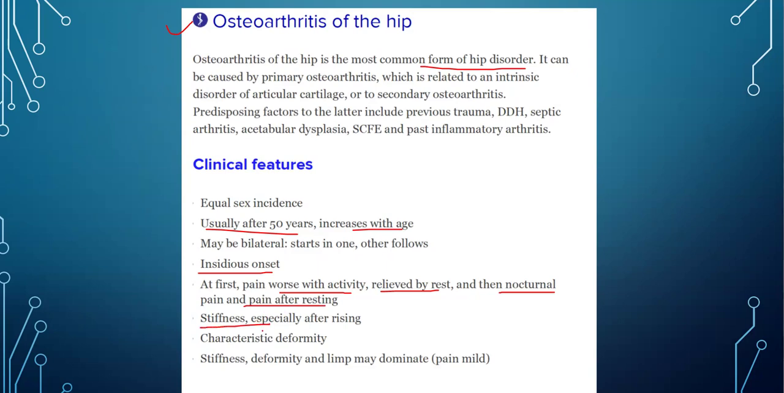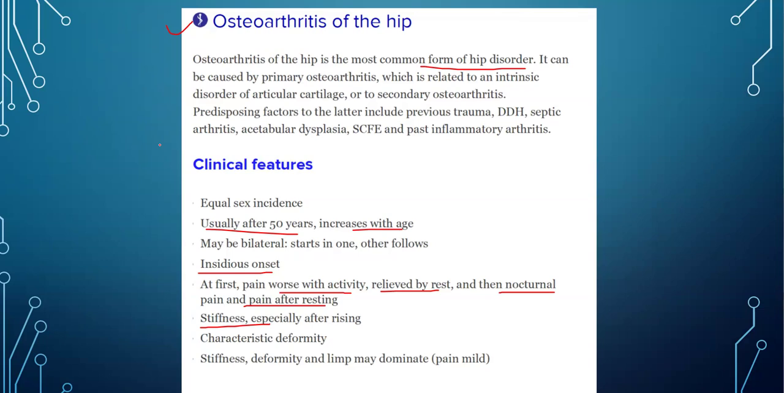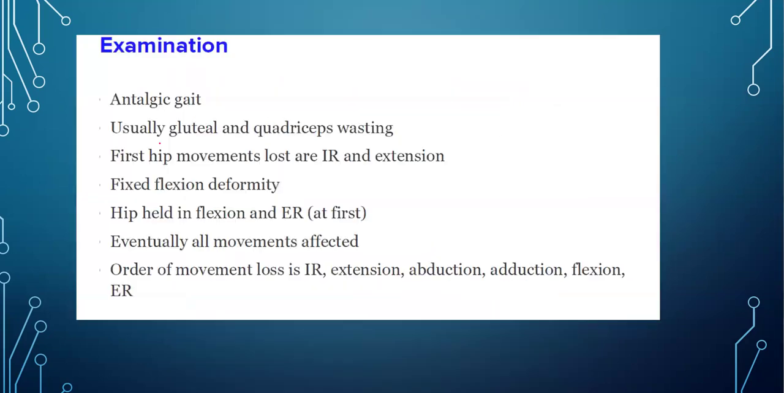Patients can have stiffness in the morning. It's very common for the elderly patient to come to you with chronic hip pain, and then the pain can start to cause nocturnal pain at some point. Initially, the hip movements that are lost are internal rotation and extension. Because internal rotation and extension are painful, the hip sometimes will be kept in flexion and external rotation, the opposite of these movements. Eventually, all movement will be affected.